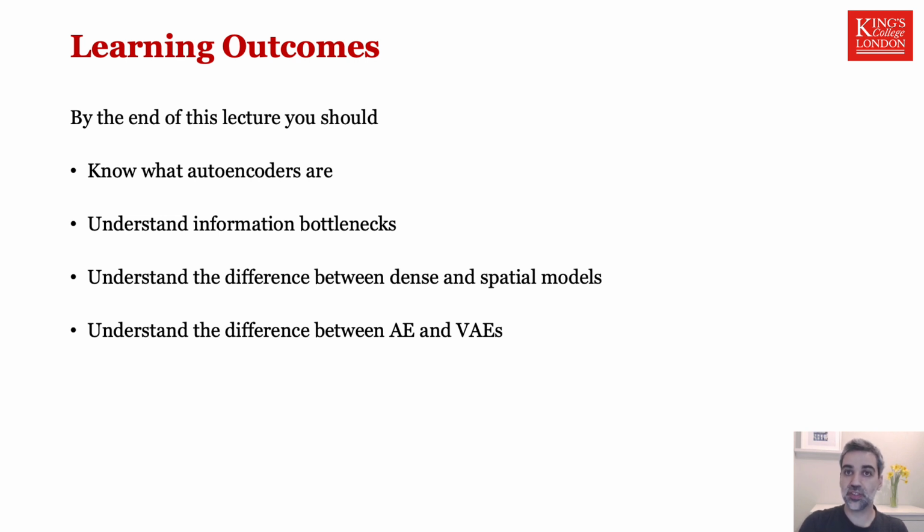You'll also hopefully understand the differences between a dense and a spatial autoencoder. So ones that have a fully connected layer linking the encoder, the latent space, and the decoder, or the ones that preserve the spatial components of the encoder-decoder output themselves. And you'll also understand the differences between autoencoders and variational autoencoders, both from a practical and from a theoretical point of view.